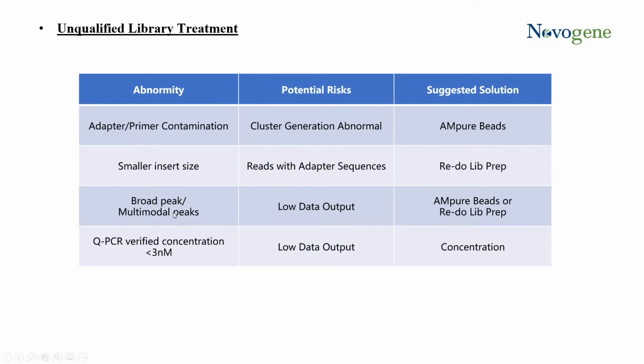Broad peaks in modality, as mentioned past, multiple modality, means the data output is skewed, with lower data. So go ahead and do a bead pull down or a gel isolation to separate your fractions. That should resolve that there.